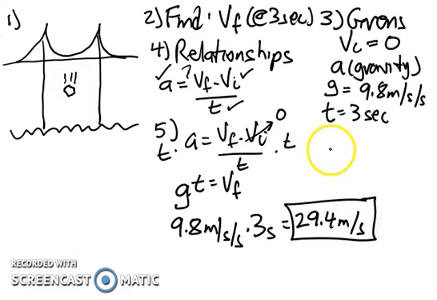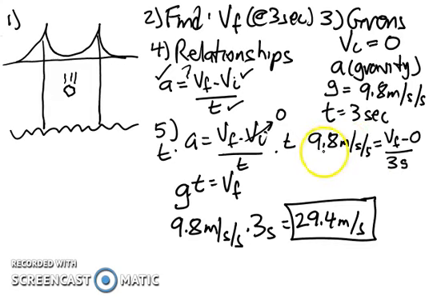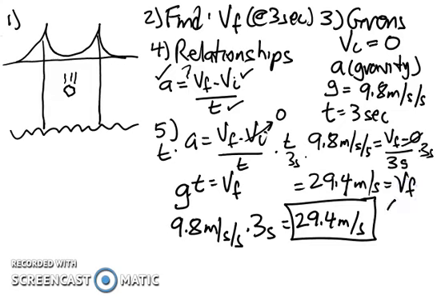Just briefly, we can put this together a different way. We put the numbers in a little bit earlier, just another way of solving it. 9.8 meters per second squared is equal to my final velocity minus 0 divided by 3 seconds. That goes away. I multiply each side by 3 seconds, and I get the same value. 29.4 meters per second is my final velocity after 3 seconds.